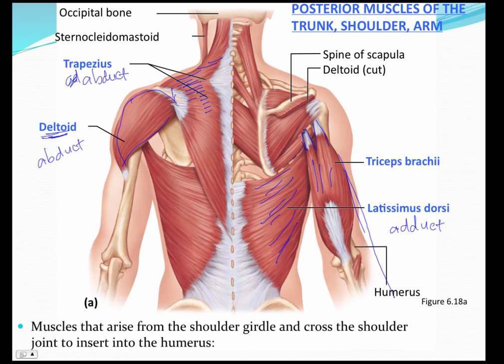Now we also have these different muscles that arise from the shoulder girdle and across our shoulder joint. So it's going to arise from our shoulder girdle, whether it's our scapula or our clavicle, and cross our joint. Here's that shoulder joint. And there's 3 of them. So we have the pectoralis major, latissimus dorsi, and you have the deltoid. So those 3.